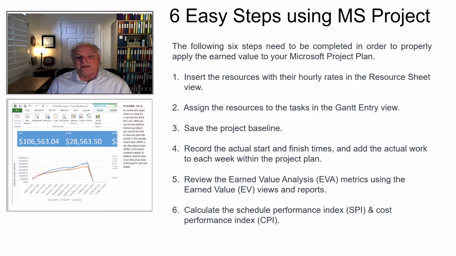So you're going to record the actual start and finish times and add the actual work to each week within the project plan. That's step 4. And that's something that you're going to be moving through the project with on your projects. Then, step 5, you're going to review what we call the earned value analysis, the EVA metrics, using the earned value views and reports. So if you go up into, I'll call it the top of Microsoft Project, you'll be able to see that there are different areas where you can pull earned value. Okay? The view that I have below me is an earned value view.